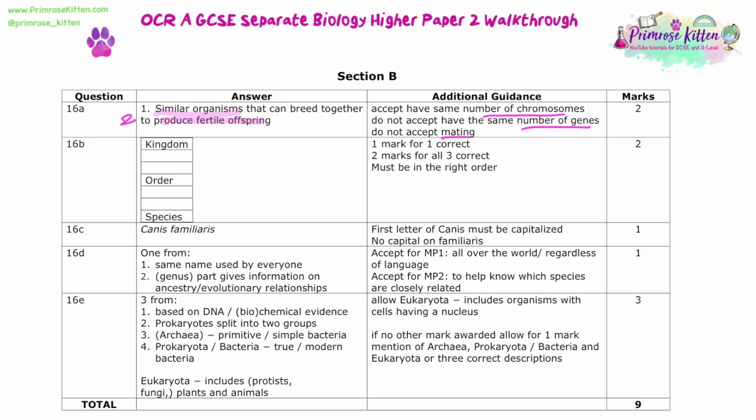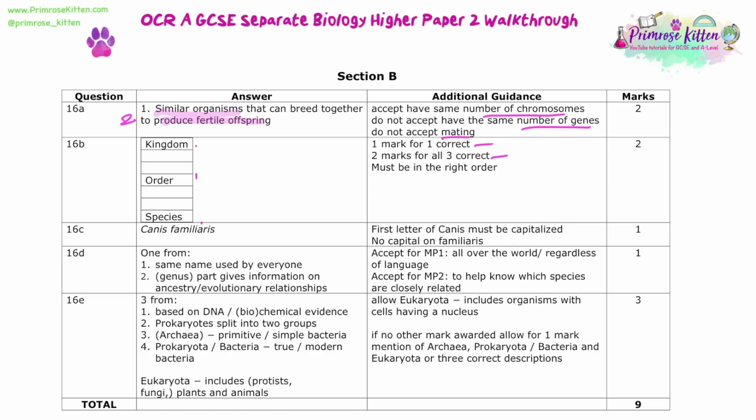to produce fertile offspring. We've got our table filling in, so we need our kingdom, order, and species. They have to go in that box. So you get 2 marks if you got all 3 correct, and you got 1 mark if you got 1 correct. So if you got kingdom, order, and species, you get 2 marks. If you got any one of those right, but the other 2 wrong, then you can still have 1 mark.